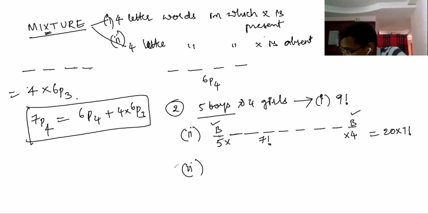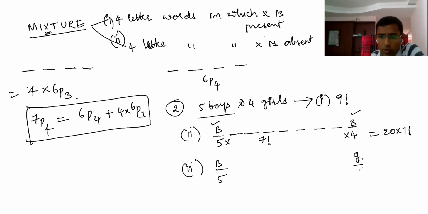Next is what? Begins with a boy, ends with a girl. Begins with a boy means first blank, how many ways can I fill? 5 ways. Last blank, how many ways can I fill? The 4 girls are there, so 4 ways I can fill. Remaining blanks, how many ways can I fill? 7 factorial ways. This is also 20 into 7 factorial.